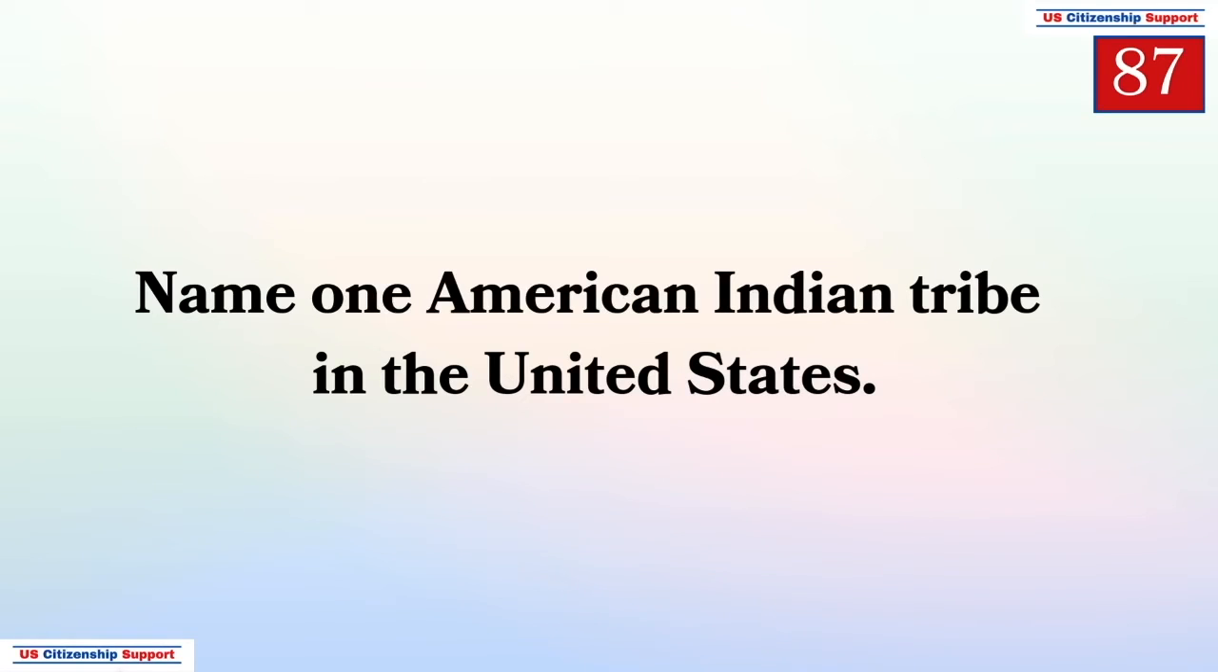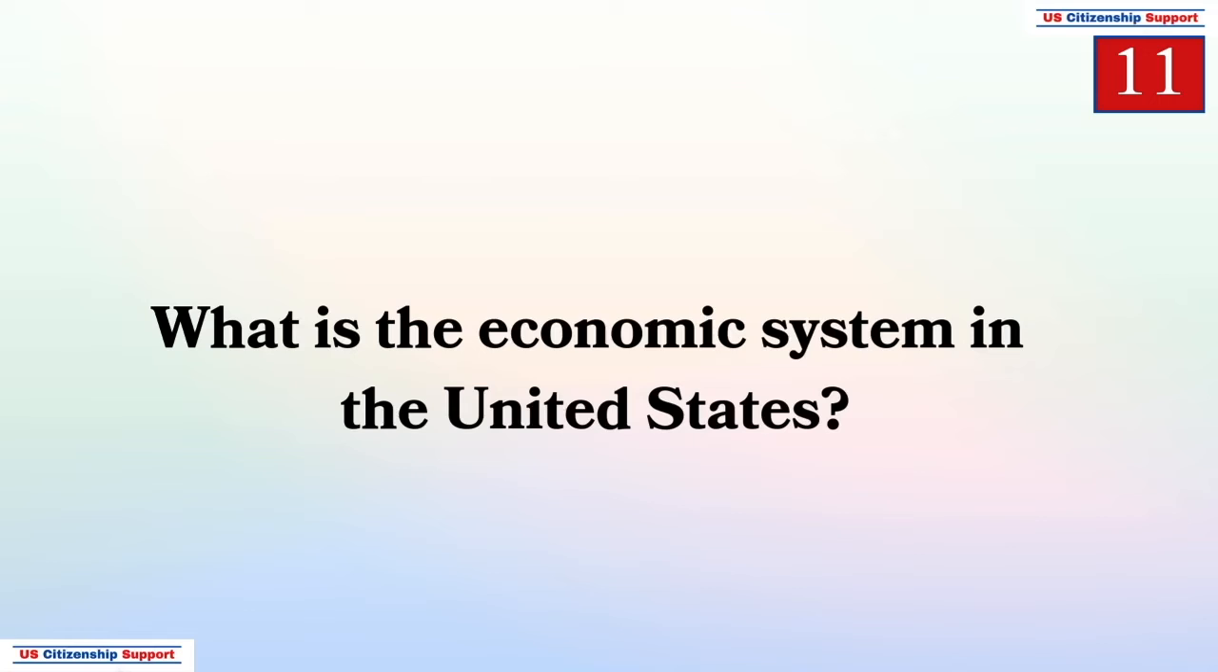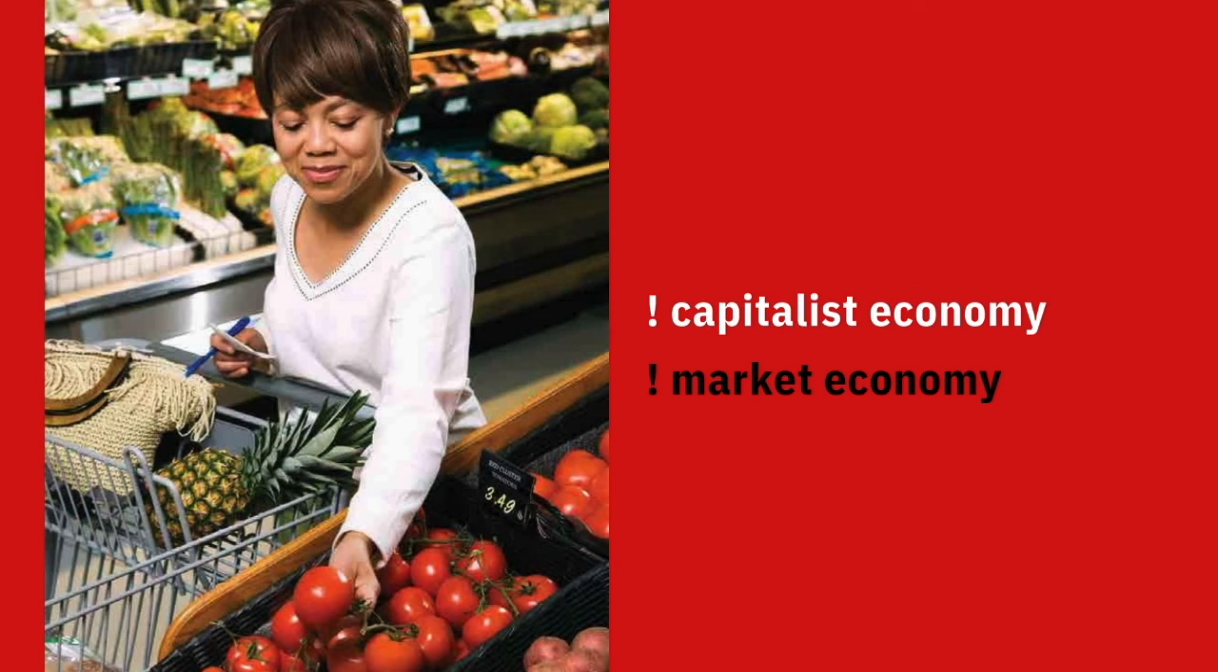Name one American Indian tribe in the United States. Cherokee. What is the economic system in the United States? Capitalist economy.